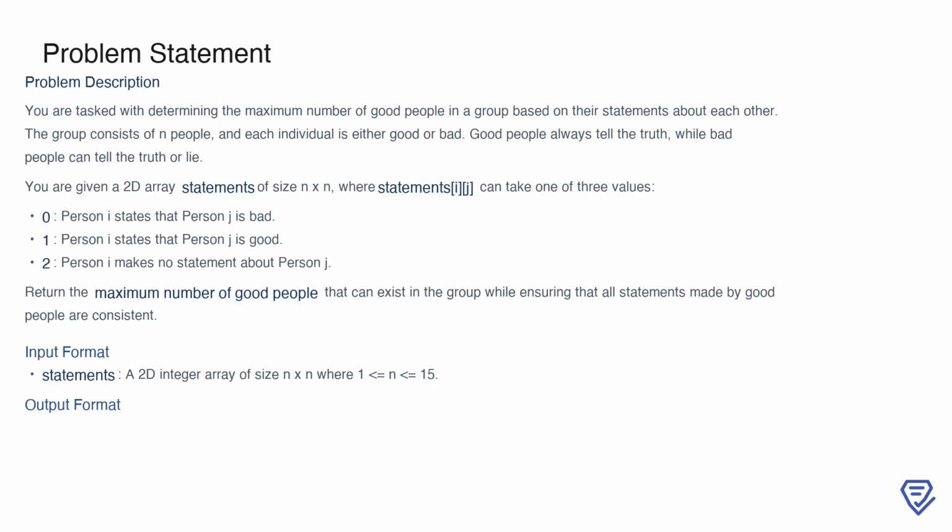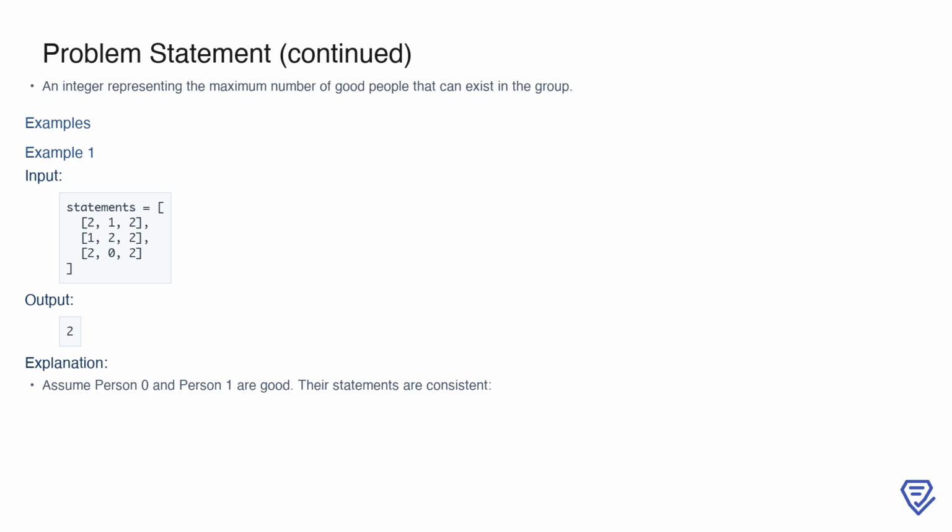The goal is to find the maximum number of good people that can exist in the group, ensuring that the statements made by all good people are consistent with one another. To achieve this, the output of the problem will be an integer that represents the maximum number of good people in the group. Let's look at an example to understand the problem better.